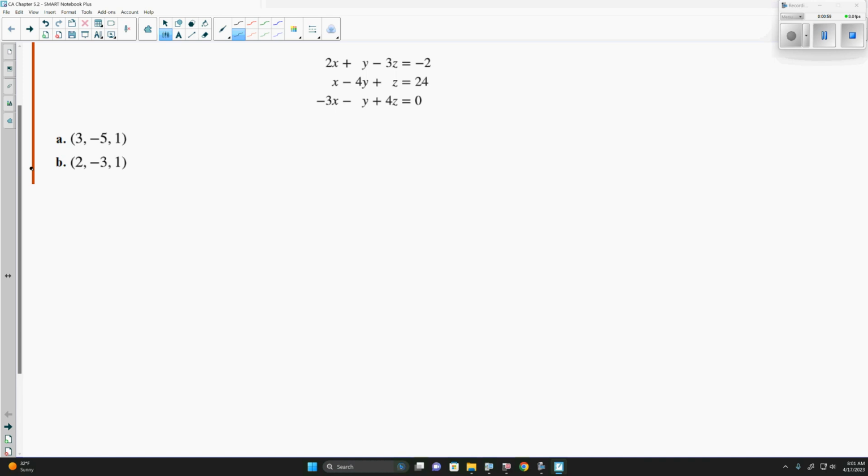And just like with Friday, so here, 3, negative 5, 1. If it doesn't work for one of the three equations, it doesn't work. It is not a solution to the system. So if it fails for one, we don't have to check it for the others. It's just done. So we could start off with the first equation. 2 times x plus y minus 3 times z. And we plug in our x, y, and z values.